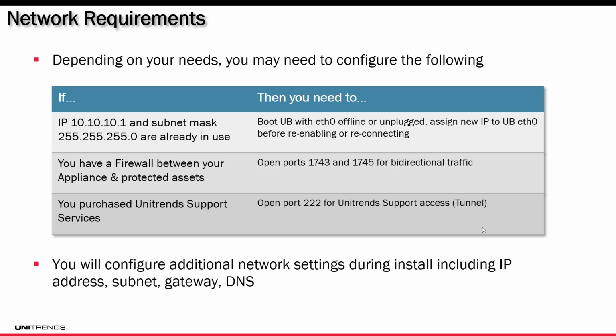Now, you will configure additional network settings during your install, including IP address, subnet, gateway, DNS. All of that needs to be configured if you need to run updates. You want to run updates and get the newest Unitrends release on your appliance, which is really important as well.